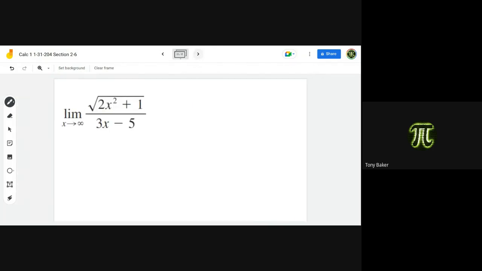Okay. So let's look at this problem. We're going to use the same rule. We're still going to use that rule. The limit as x goes to infinity of 1 over x goes to 0. We're still going to use this rule. The question is what am I going to divide the top and the bottom by?